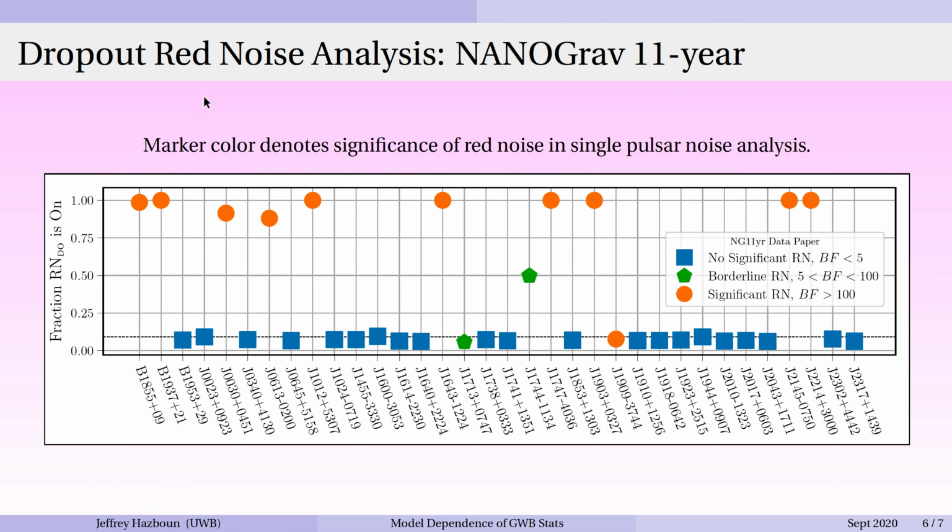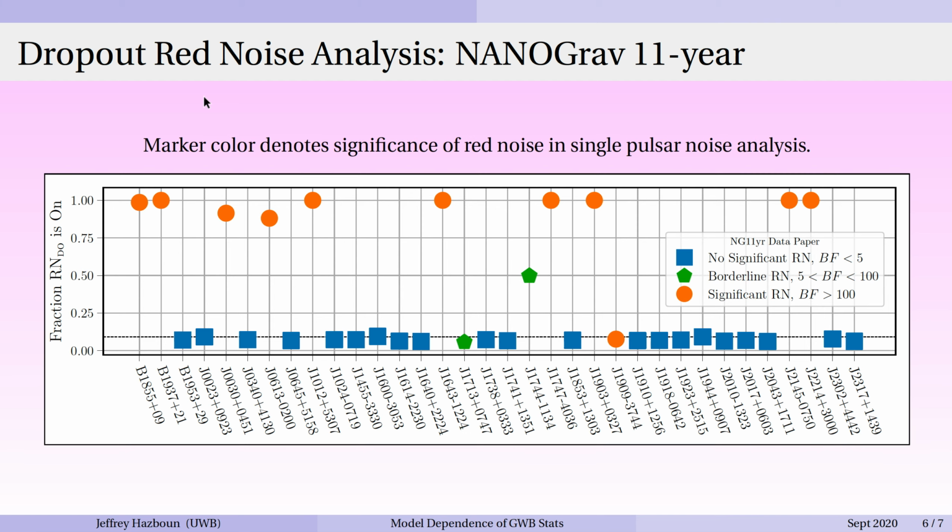Okay, this is the results from the 11-year run on the 11-year data set. And what's great to see here is that things basically match the single pulsar noise analyses. The color coding and shape of these tells us whether the red noise was significant, that's the orange circles, or not significant, that's the blue squares, and the green is somewhere in between. So these are the single pulsar noise runs telling us that the red noise is significant and it's turned on in most of the pulsars in the full gravitational wave analysis.